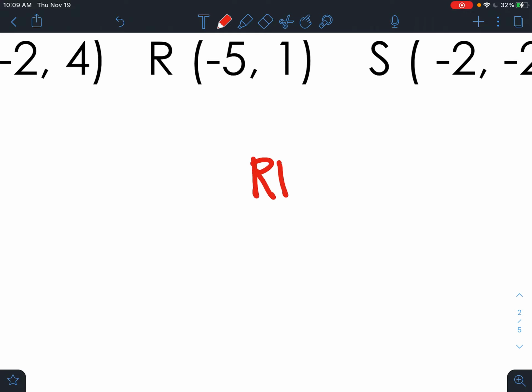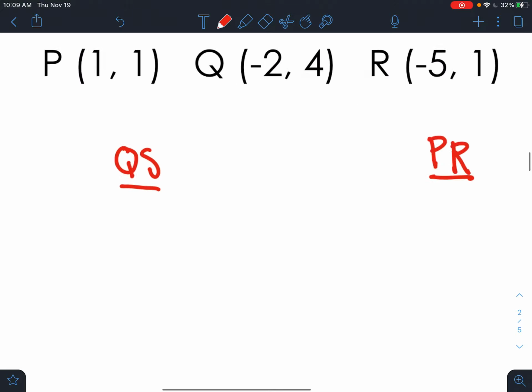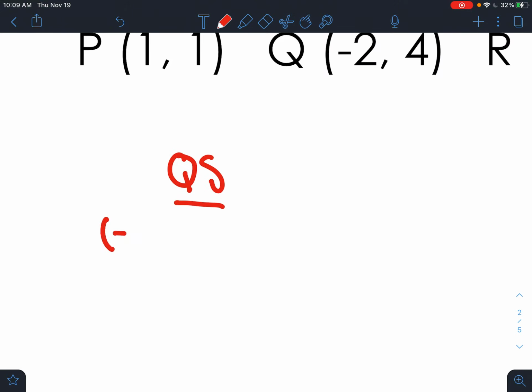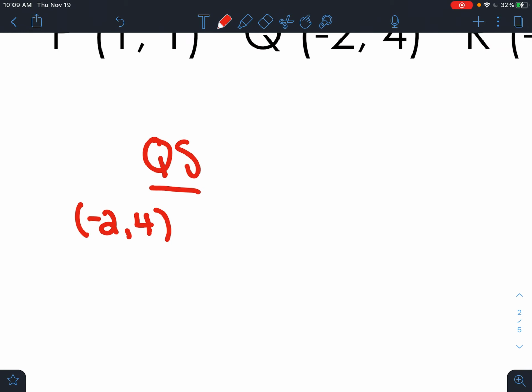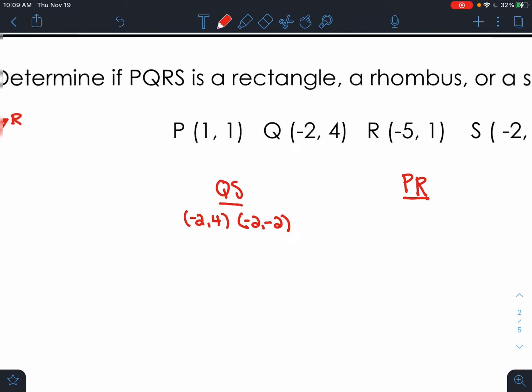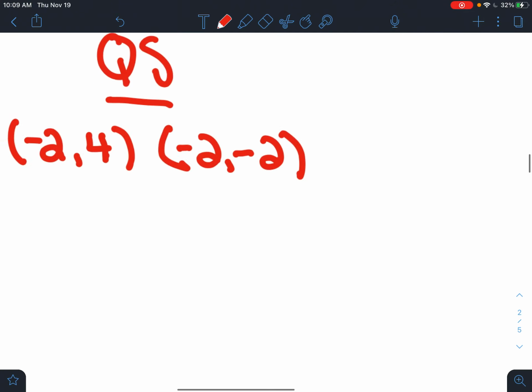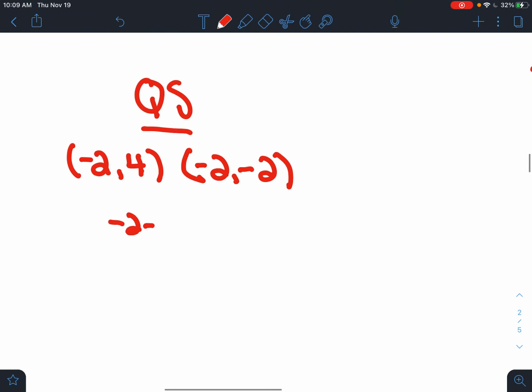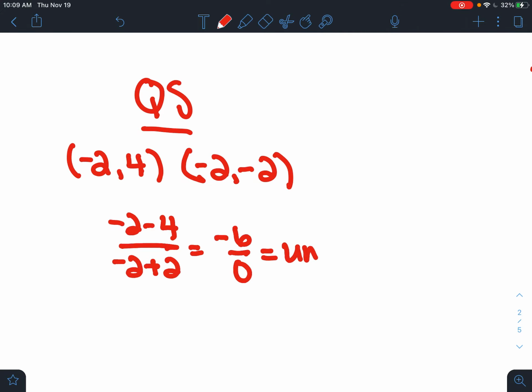So I'm going to do QS, and I'm going to do PR. I'm going to start with my slope formula. For QS, I'm just going to write those down. Q is -2, 4, and S is -2, 2. And I'm going to find the slope. So I'm going to do -2 minus 4 all over -2 plus 2, which gives me -6 over 0, which means my slope is undefined.